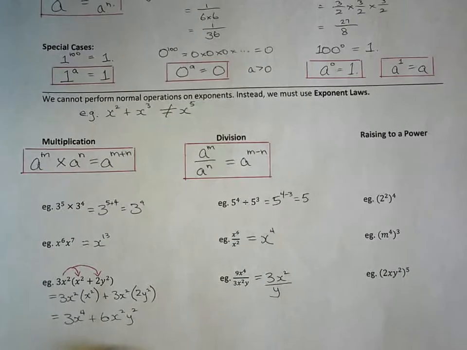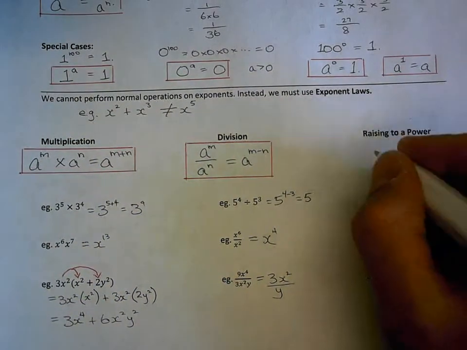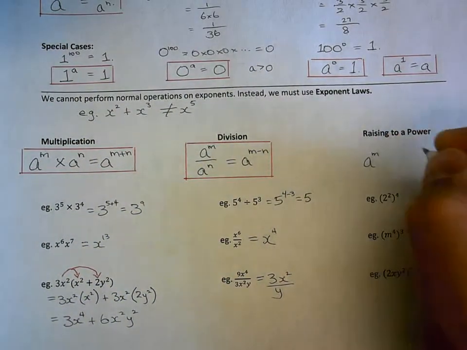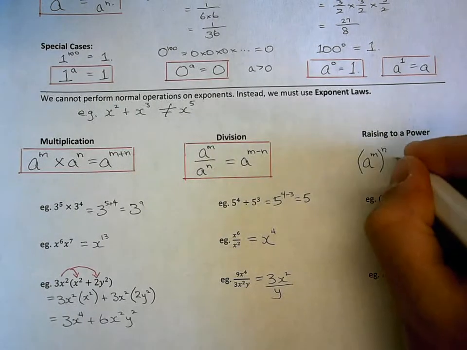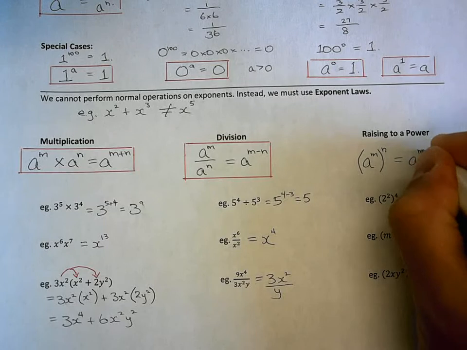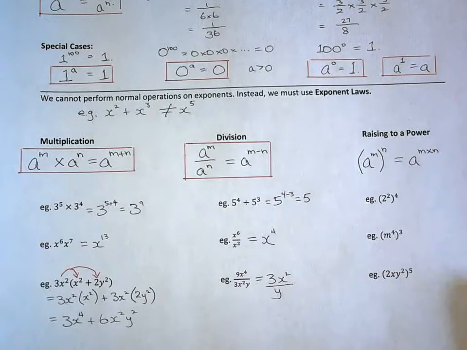Finally, our third exponent law is raising to a power. So this is if I have a to the m, so some sort of exponent raised to another exponent. I can simplify this by multiplying those two exponents.